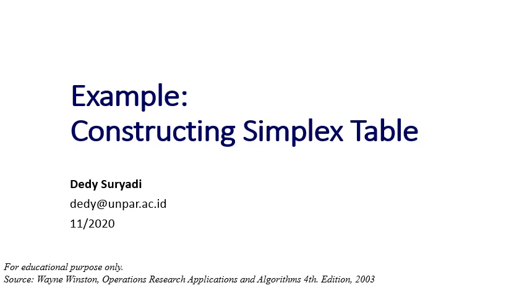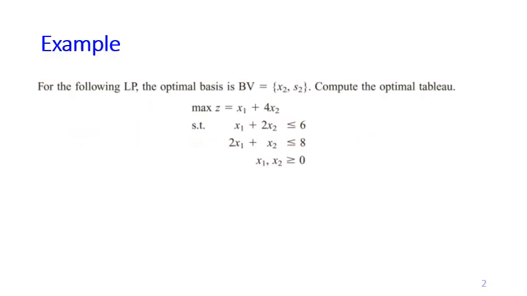Now let's walk through an example to see how we may apply all the notations and formula to construct the optimal simplex table. In this example, we are given a linear programming problem, and we're also given the information that in the optimal table, the optimal basis consists of these basic variables, x2 and s2. Based on these two pieces of information, we need to compute the optimal table.